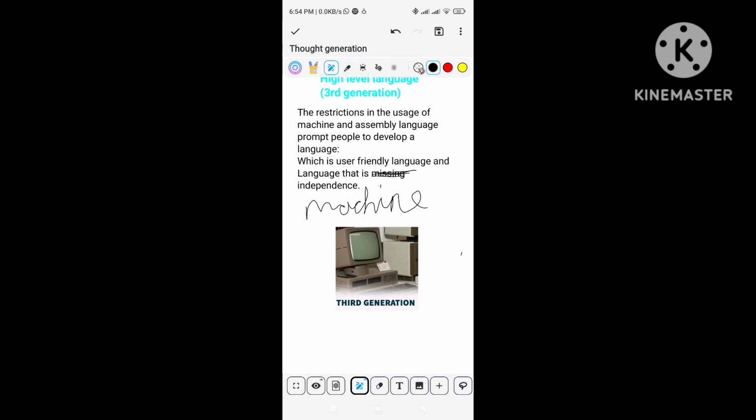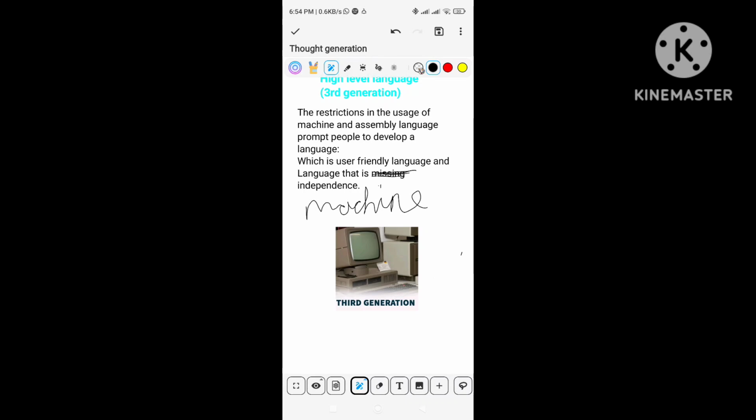A high level language uses English words. Basic, C, C++, Java, etc. are very popular high level languages. As we just learned, it also needs a translator program, because machine language is the only language that the computer understands. Okay?